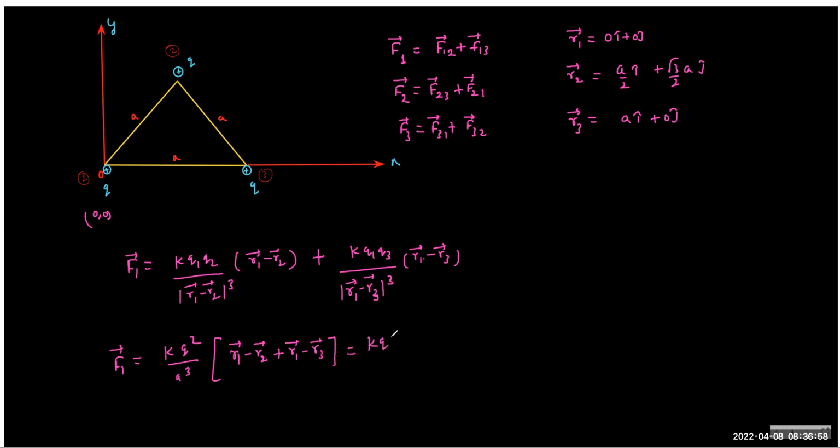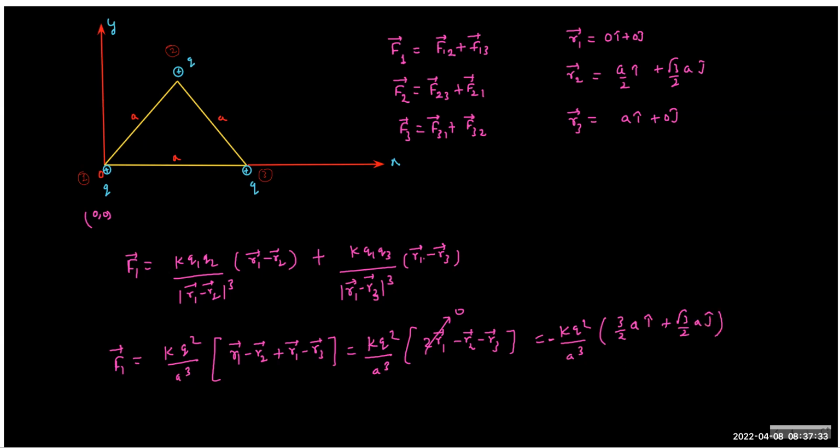And it's good to simplify this first. So we have 2r1 minus r2 minus r3. Luckily r1 is 0, so this entire term is 0. So we are getting kQ square by a cube times minus r2 minus r3. If you take minus common, it is r2 plus r3. If you add these two, what we'll get is 3a by 2 i cap and root 3a by 2 j cap, right?